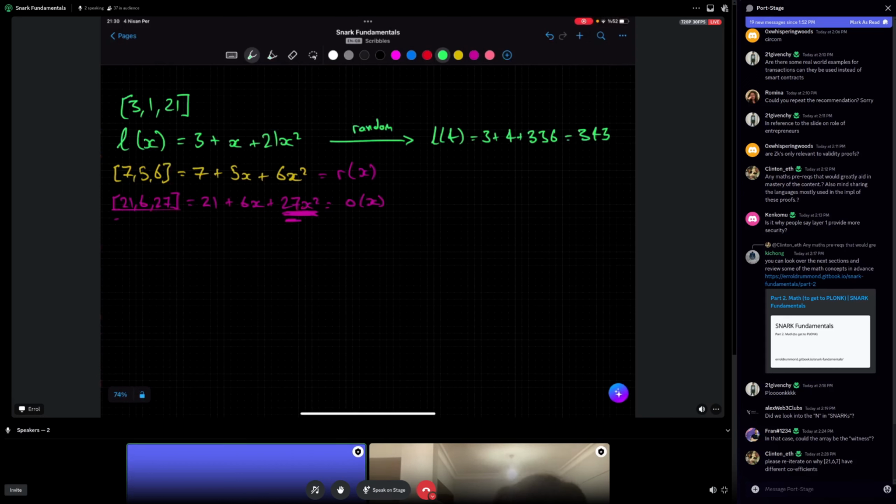And these are actually going to use the same random number. So R of 4 is going to be 7 plus 20 plus 16 times 6, which is 96, summing to 123. And then the last one is going to be O of 4. Yeah, it's just getting a bit too big. 21 plus 24 plus 16 times 27. You're going to get out a single number.